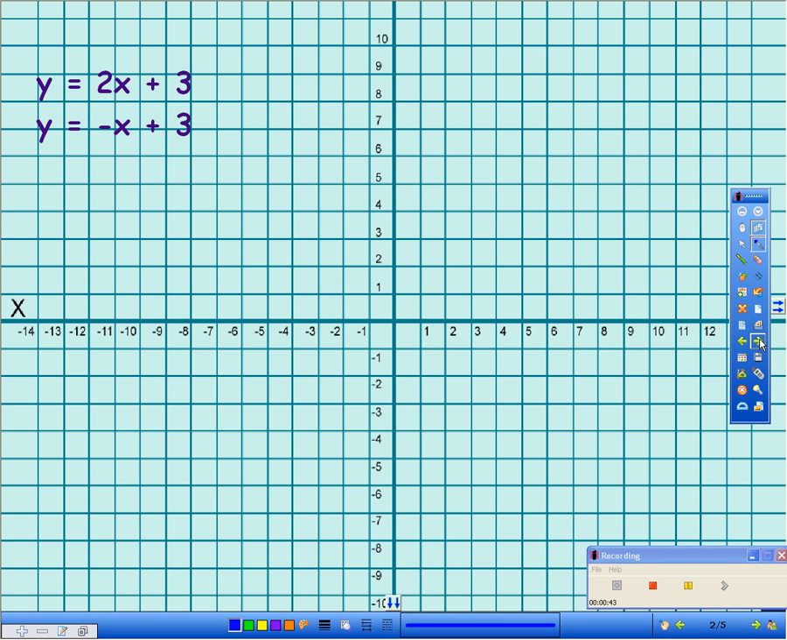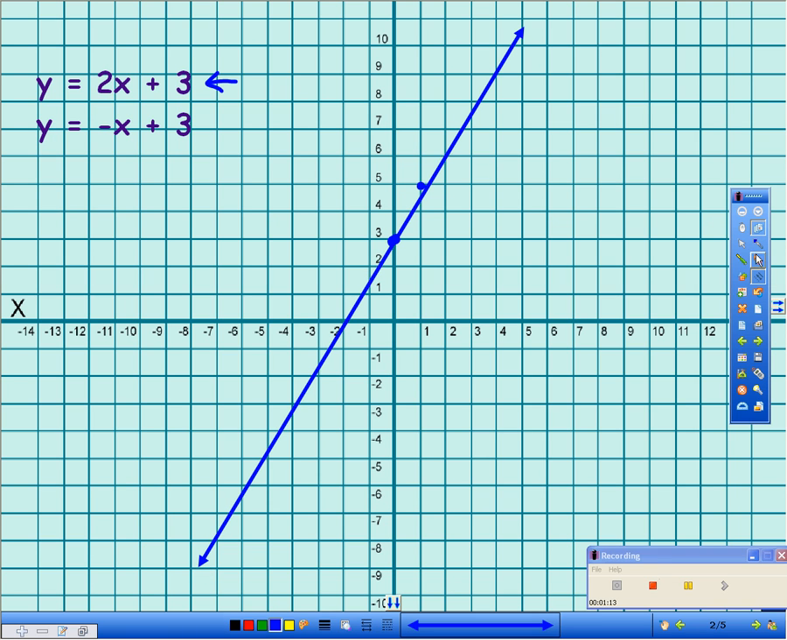So I put the two lines, y equals 2x plus 3 and y equals negative x plus 3. They're in the form that we want to graph. I'm going to graph the first one. I'm going to start here, go up to 3, and then my slope is 2 over 1, so up 2, over 1, and I'm going to connect those points and make that into a line. There's the first one graphed. It's my first linear equation.